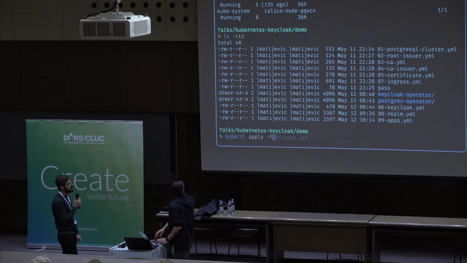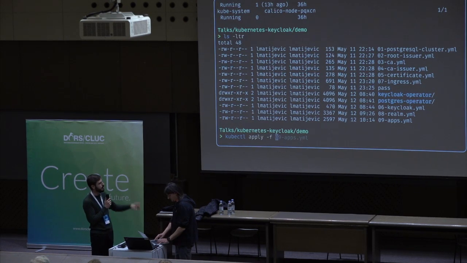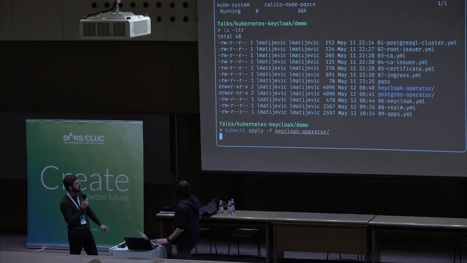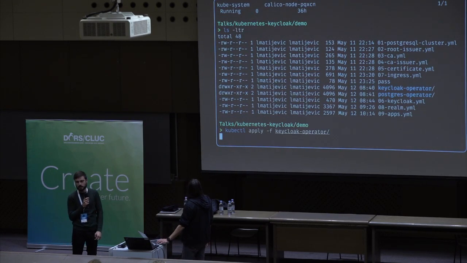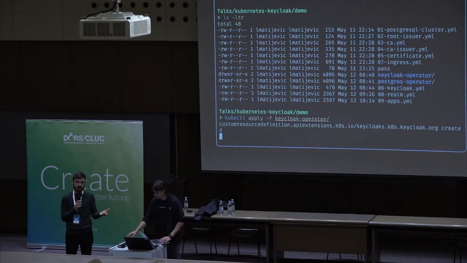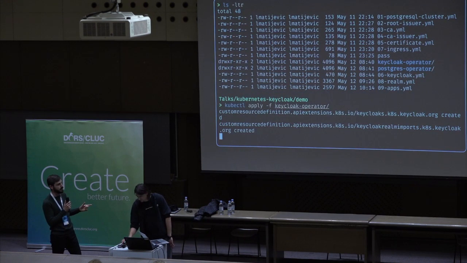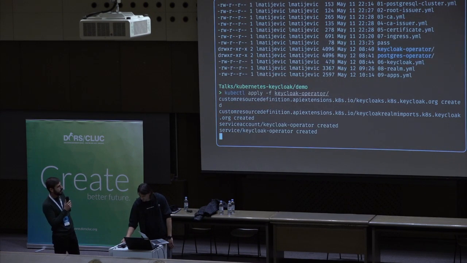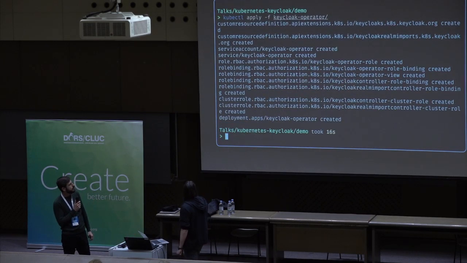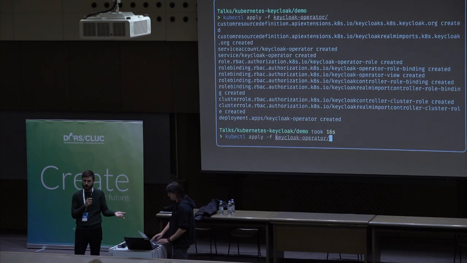We have a few folders and few files right here, and an old password for a Keycloak. The Keycloak operator directory has 3 files in it, and 2 of them are CRDs, custom resource definitions. One will be used for a Keycloak instance, and the other will be used for a Keycloak realm importing. So we are applying them right now. And the last YAML file is a file to create the actual operator for Keycloak.